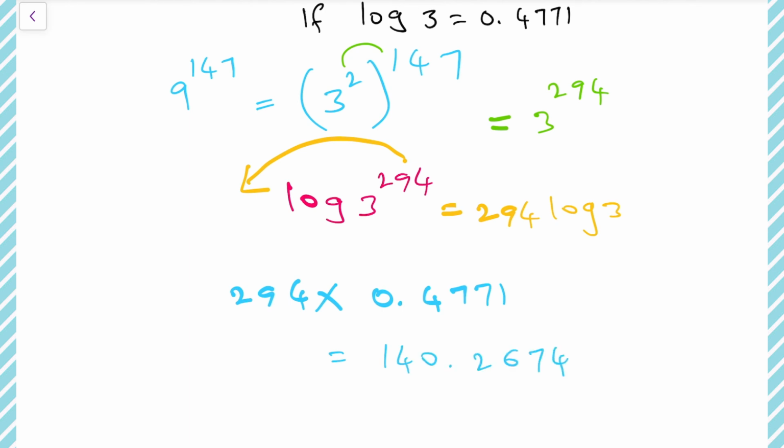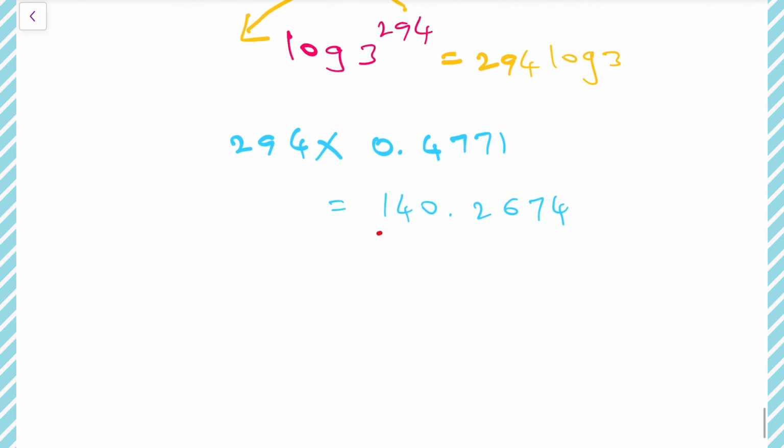So the value is equal to 140.2674. Now take the number which is before the decimal. Here before the decimal we have 140. For that 140 add plus 1. So 140 plus 1, 141. So in the expansion of the given question, we will have 141 digits.